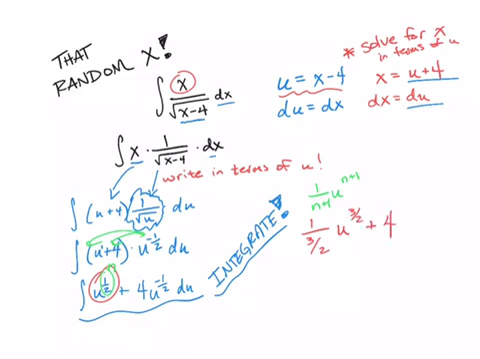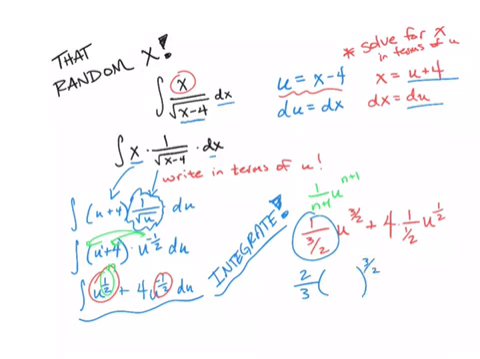We got 4 times 1 over 1/2, because negative 1/2 plus 1 is a positive 1/2, so u to the positive 1/2. Cool, let's clean it up and we'll have our final answer. This guy, like Garrett said, should be 2/3.